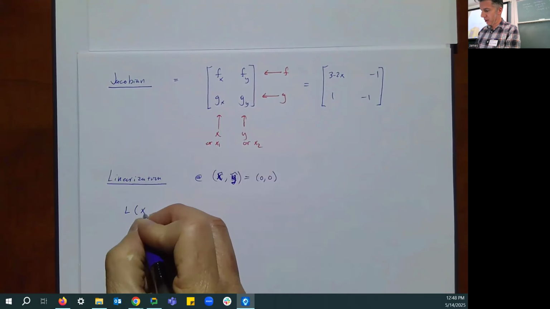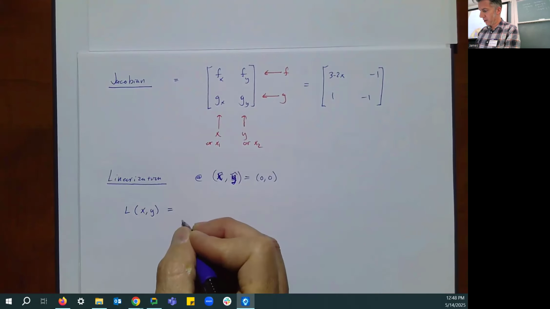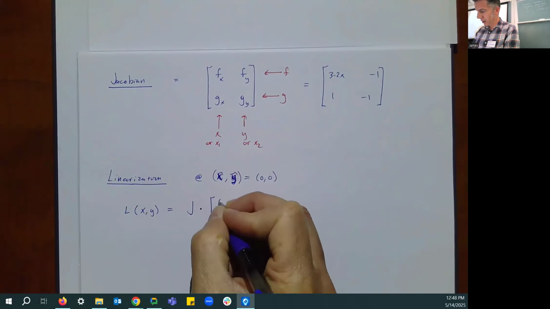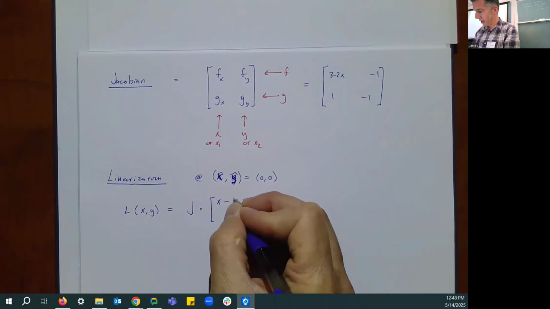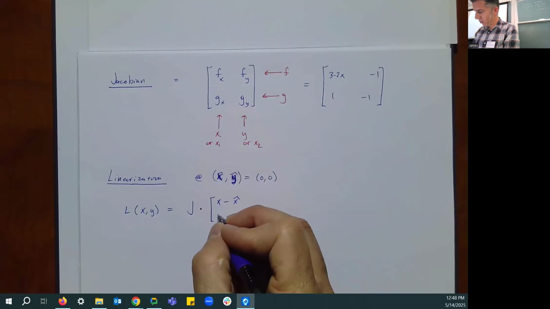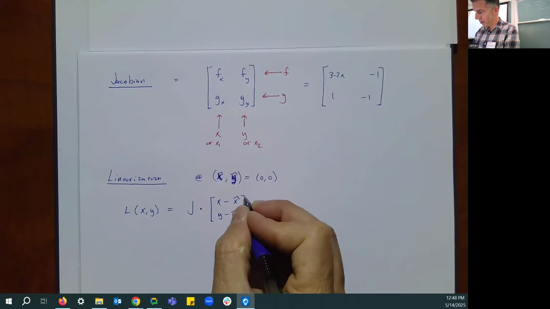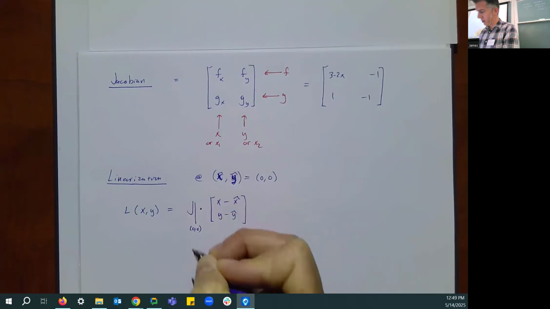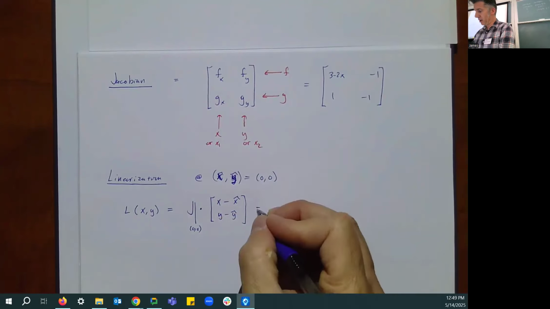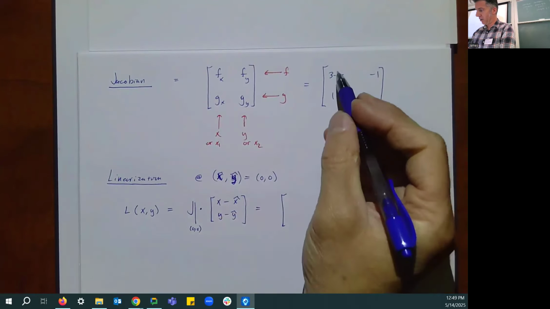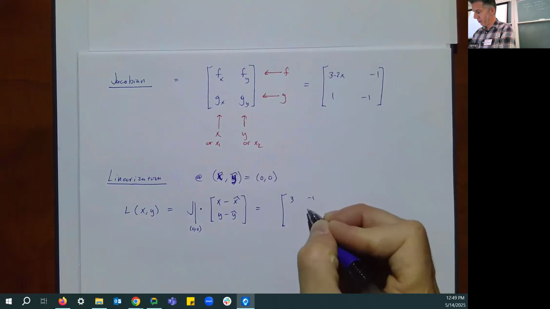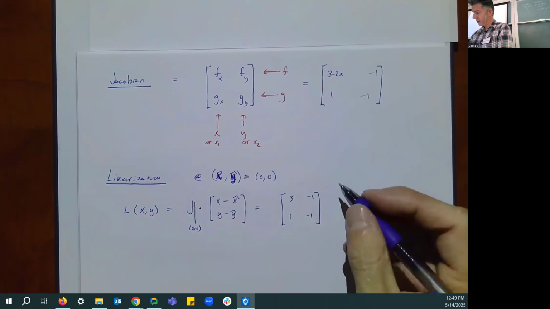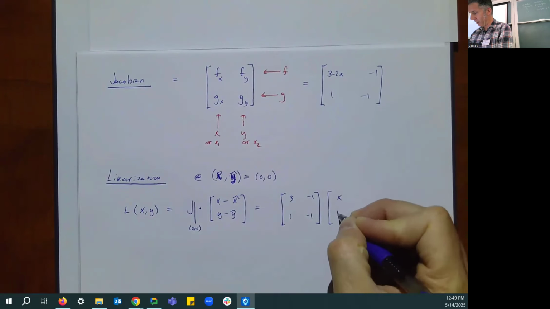So my linearization of (x, y) is going to equal my Jacobian matrix times (x minus x hat, y minus y hat). I should really say it's my Jacobian matrix with my equilibrium plugged in. So my 2 by 2 matrix is going to be [3 minus 0, -1; 1, -1], right? There's nowhere else to plug in anything. We only have an x to plug in right there, times (x minus 0, y minus 0).